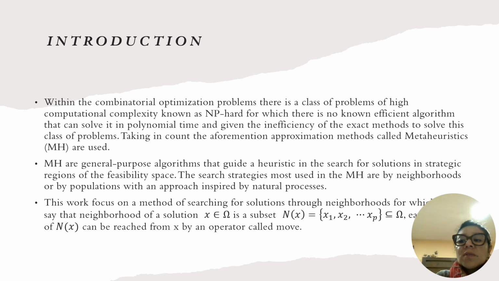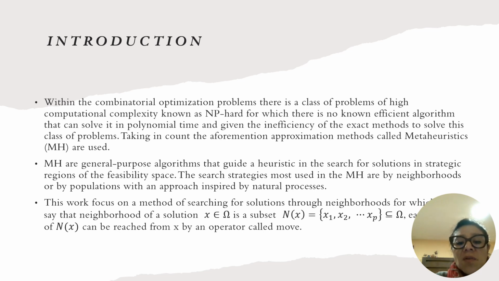Some of the introduction of this work: within the combinatorial optimization problem, there is a class of problems of high computational complexity, known as NP-hard, for which there is no known efficient algorithm that can solve it in polynomial time. Given the inefficiency of these exact methods to solve this class of problems, approximation methods called metaheuristics are used.